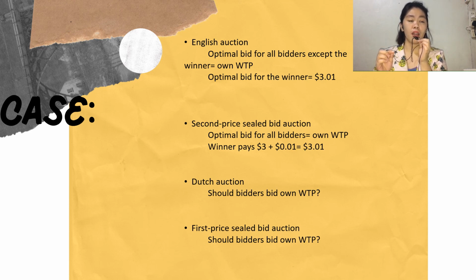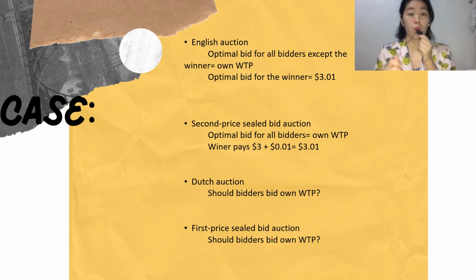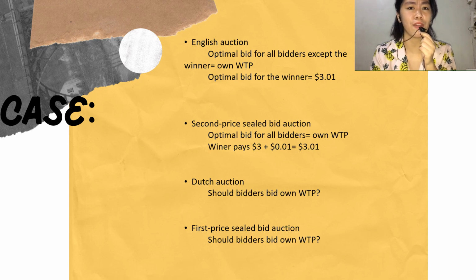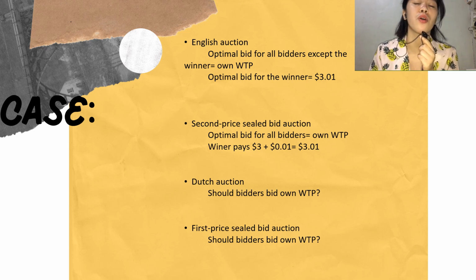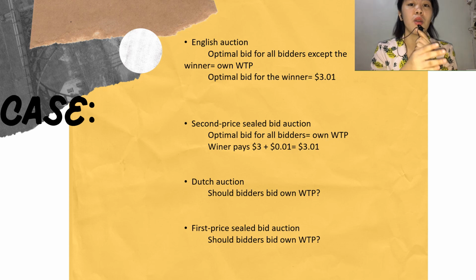So now, let's consider the other two auction formats, the Dutch auction and the first price sealed bid auction. Should the bidder in a Dutch auction or in the first price sealed bid auction bid their own willingness to pay? It's an interesting question, right? So let's think about it. The bidders know these auction formats. The bidder also knows that, for example, in a Dutch auction, if the bidder bids their willingness to pay, the highest willingness to pay bidder would almost surely overpay, because the second highest willingness to pay would be on average $1 away. So what would the bidder do in these cases?